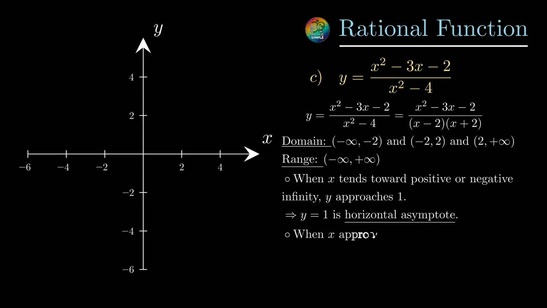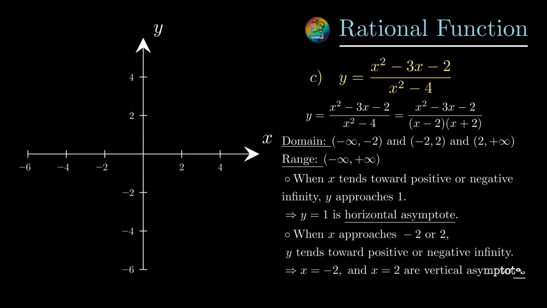Now what happens as x gets massive? Let's test a huge number. So we take x equals 1000. If you plug that in, y will be roughly 1 million divided by 1 million, which equals 1. Because the minus 3x, minus 2, and the minus 4 become completely negligible at this scale, y approaches 1. This confirms our horizontal asymptote is y equals 1.